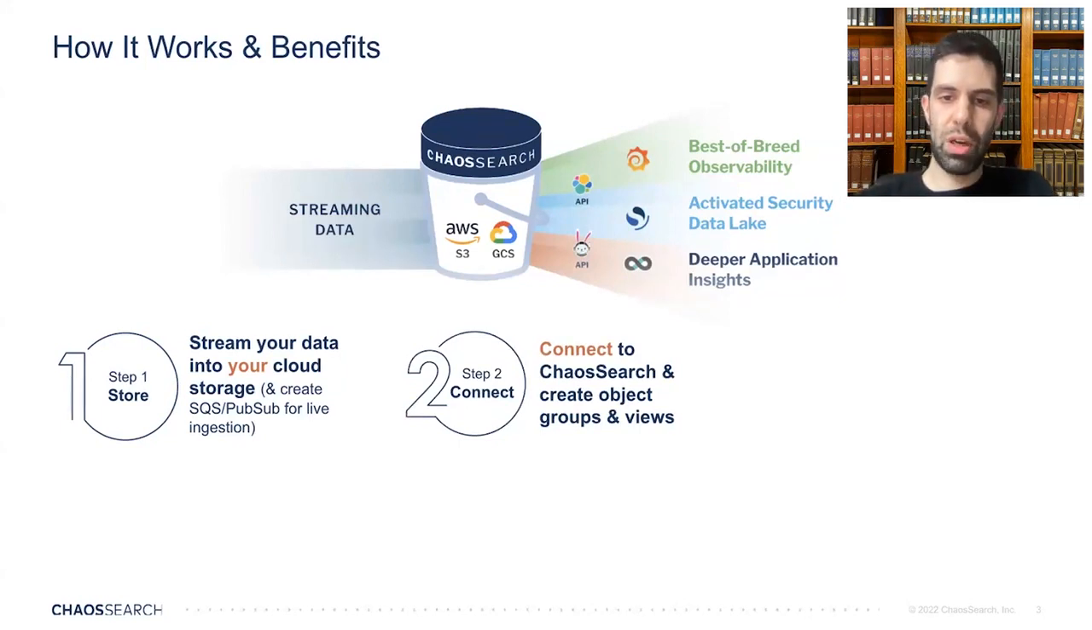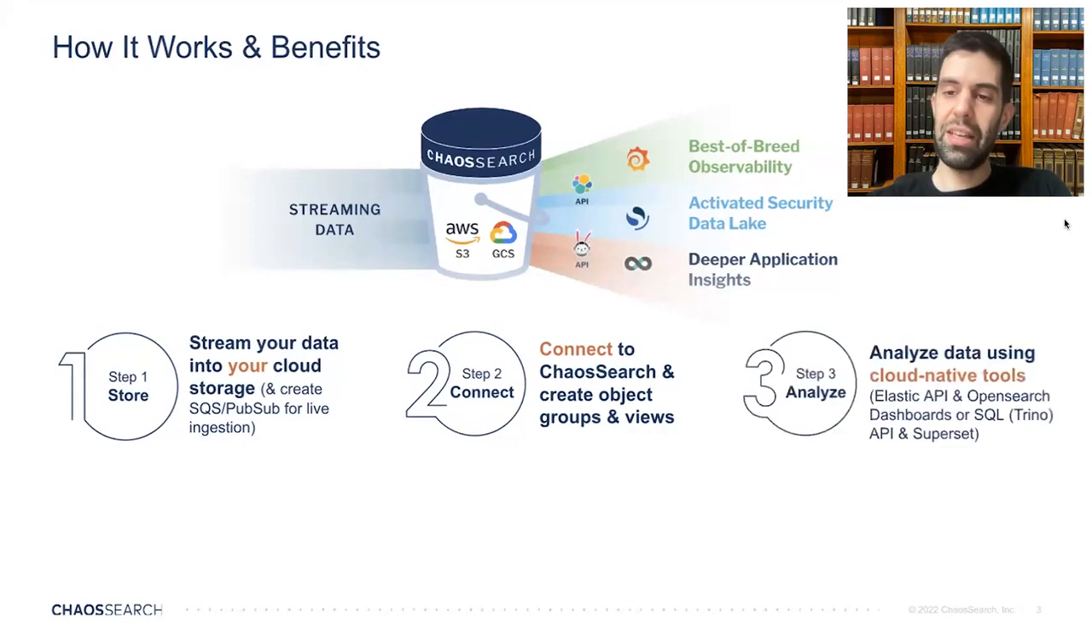And then you need to configure some artifacts: object groups that work like a type of stream, and views that are virtual and allow you to query multiple of those streams or split and isolate access to a part of those streams. Imagine part of your application logs for each of your application teams. And at the end, you can analyze this either via open APIs like Elasticsearch and Trino, or in our console via OpenSearch dashboards and Superset. And you'll see all of this in the demo.